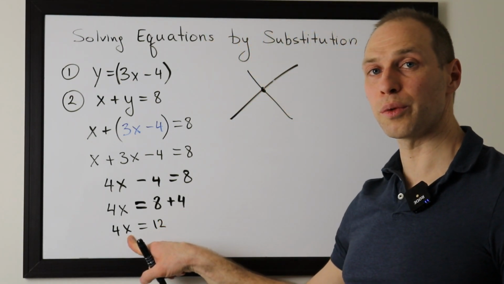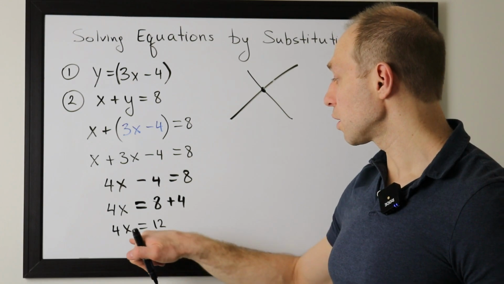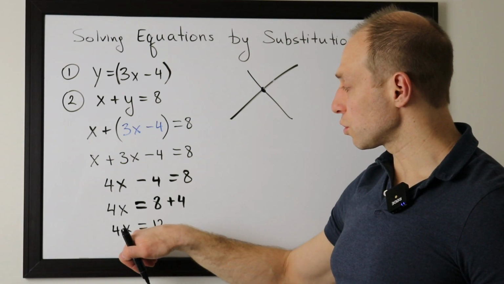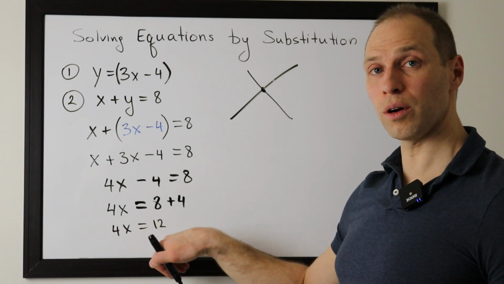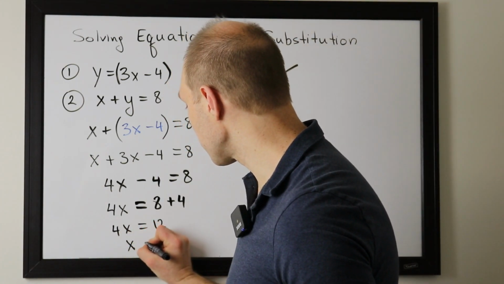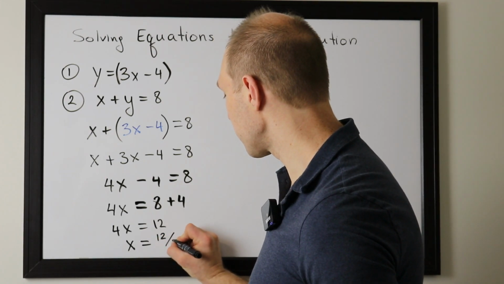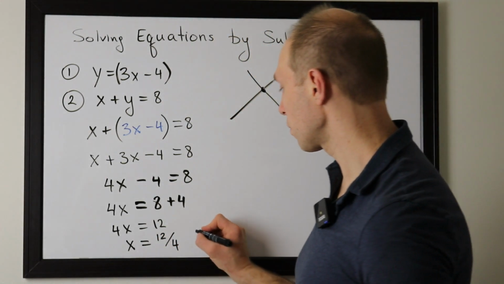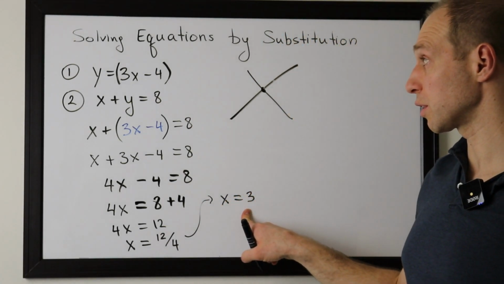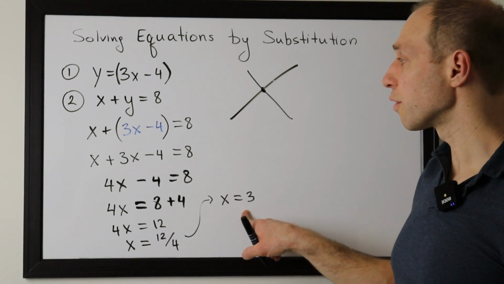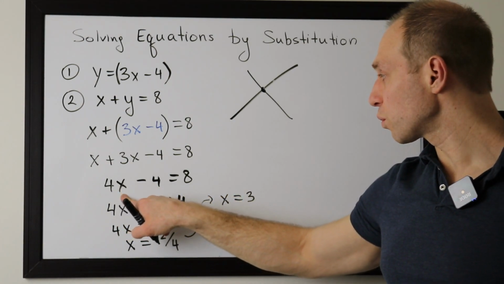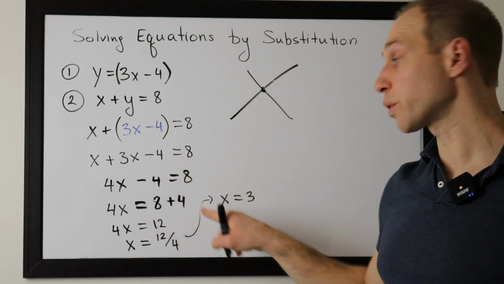How do we solve for x? We have to perform an opposite operation. 4x is actually 4 times x. So in order to solve for x, 4 times what is 12? Well, the answer is 12 divided by 4. So x is equal to 12 divided by 4, which is the same as 3. We can check our answer as well. We can plug this in for x: 4 times 3 is 12, and 12 minus 4 is 8, so we know our answer is correct.